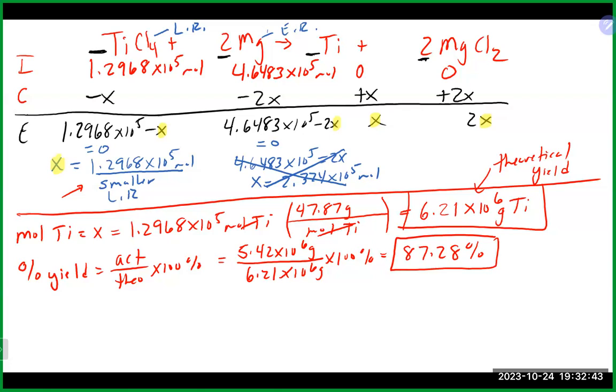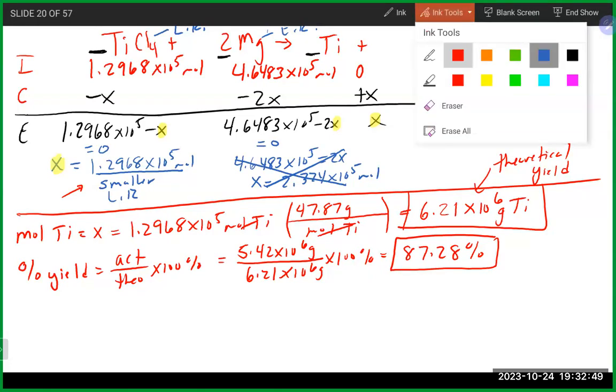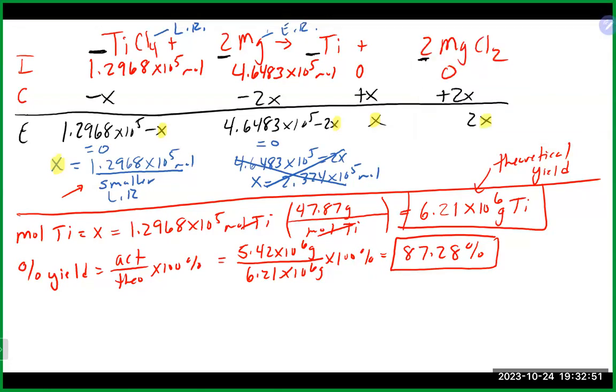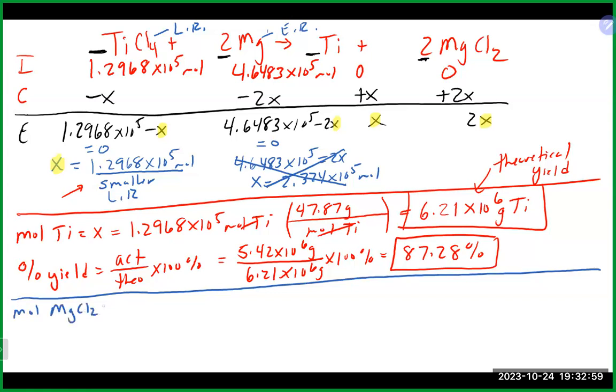Other questions? So again, just to show you the benefit here, if we also wanted to know how much magnesium chloride we would have produced, we can go with the moles of magnesium chloride, which from our table is 2x, which means we would take 2 times our x value that we had.